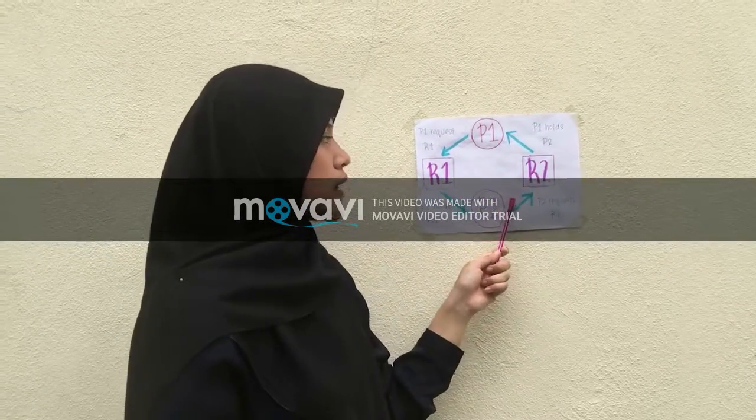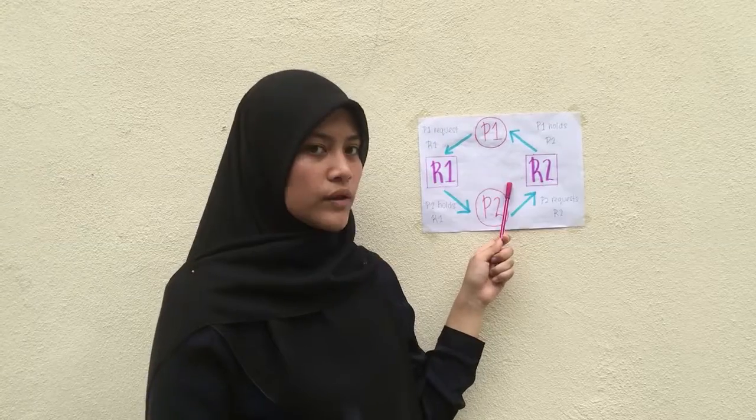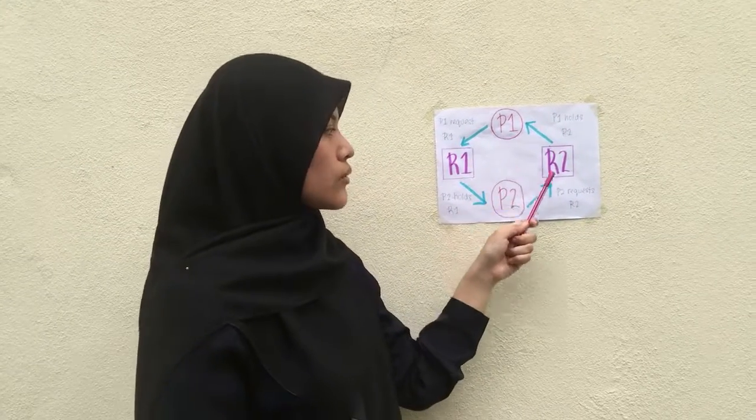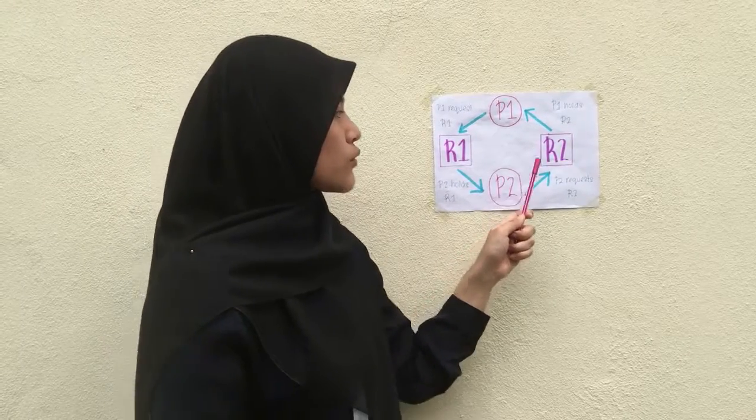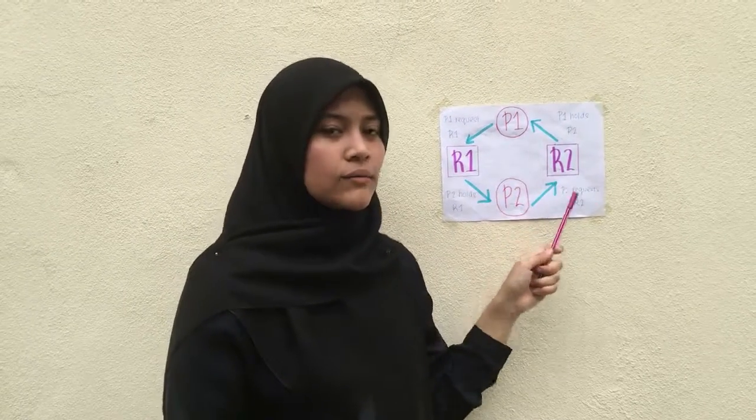So as you can see, there is a circular pattern going on over here. P1 has control of R2 and P2 cannot access it. And P2 has control of R1 and P1 cannot access it. So both of them are in a deadlock situation. They are waiting for each other to release those resources so they can access them.